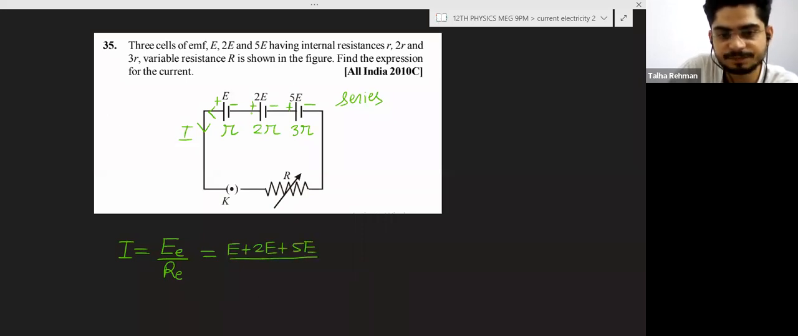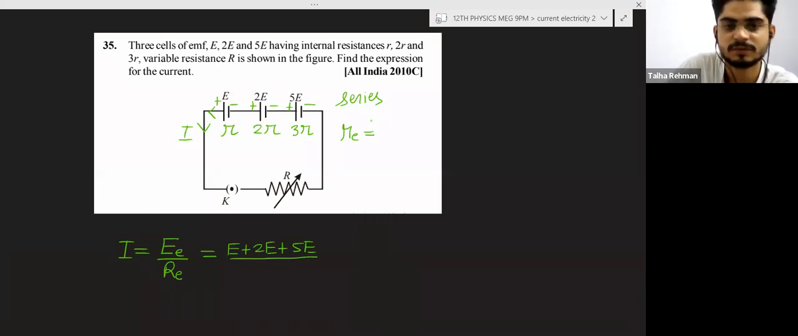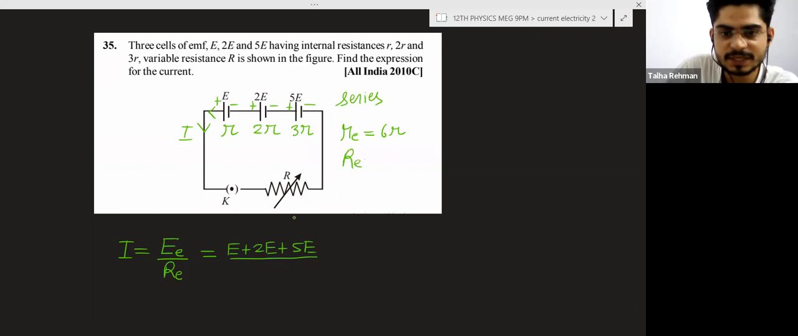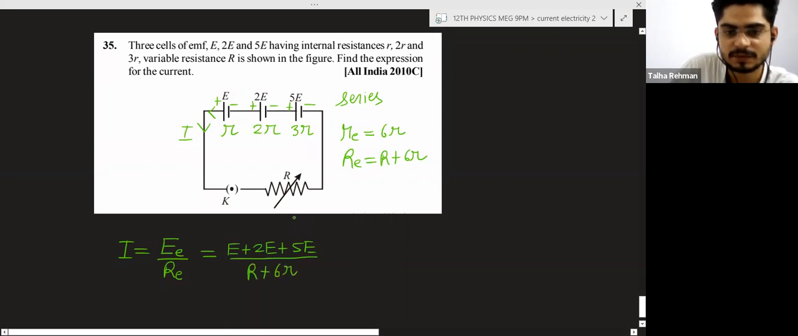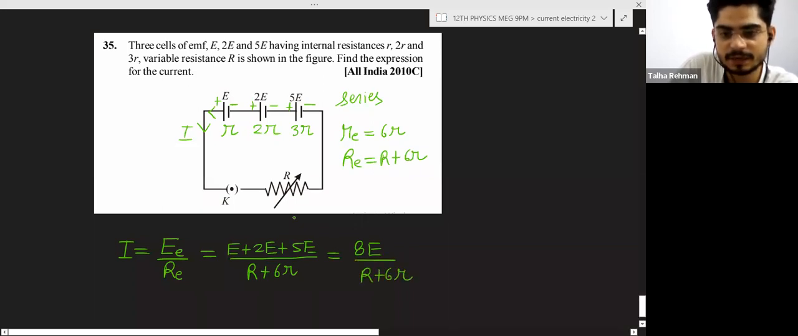And what is the equivalent internal resistance? You will add all the resistances, R plus 2R plus 3R. You will get 6R. And if you want to find the total equivalent resistance, then you will write capital R plus 6R. So this will become 8E divided by R plus 6R. This is the expression of the current.